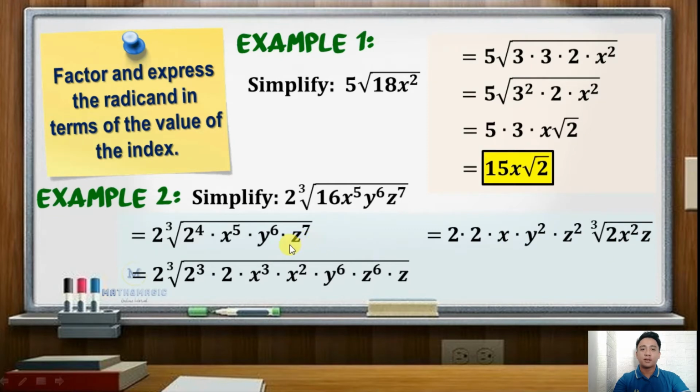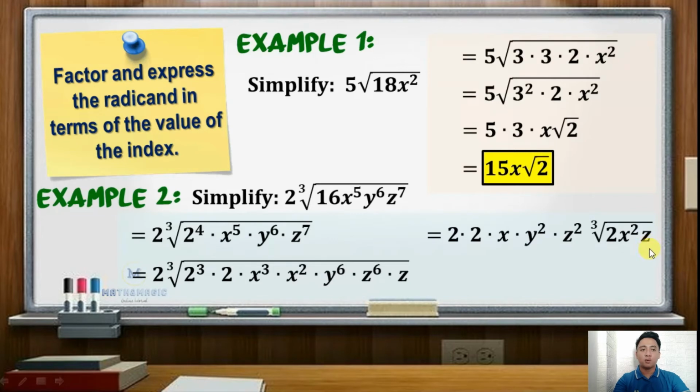Doing the same for the remaining terms, for y raised to 6, there are exactly two 3's from y raised to 6. Thus, y squared will be extracted. Lastly, for z raised to 7, that can be written as z raised to 6 times z. Again, there are two 3's from 6, so z squared will be extracted. Meanwhile, z will be retained in the radicand.